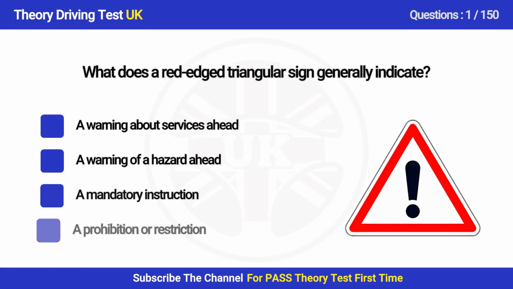Question 1. What does a triangular sign generally indicate? A. A warning about services ahead. B. A warning of a hazard ahead. C. A mandatory instruction. D. A prohibition or restriction.